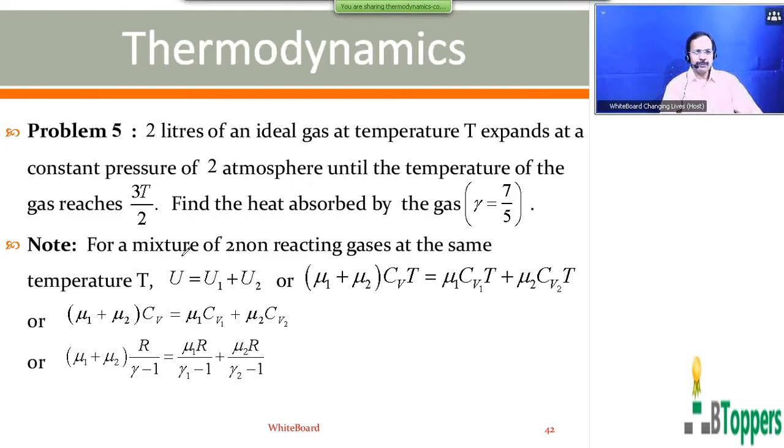So you can see the note here. For a mixture of two non-reacting gases at the same temperature T, we can write U equal to U1 plus U2. U is the total internal energy of the mixture of the two gases. U1 is the internal energy of the first gas, U2 is the internal energy of the second gas. U1 can be written as nu1 CV1 into T. CV1 is the molar specific heat at constant volume for the first gas. nu2 is the number of moles of the second gas, and CV2 is the molar specific heat at constant volume for the second gas.